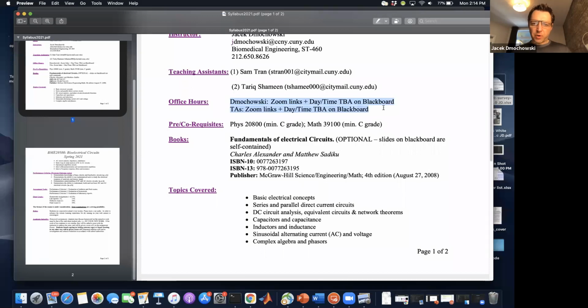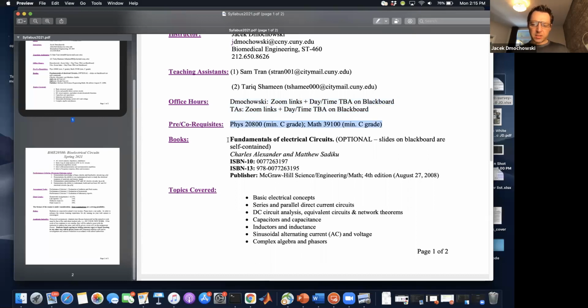We will have office hours, both myself and the 2 TAs, on Zoom, obviously, but the day and time has not been announced yet. I've asked the TAs to post their office hours on Blackboard. I will also post mine. I'm trying to wait to see how, in the past, there's been overlap between my office hours and the other courses that you are taking, and so I want to make sure that I find a time that is going to work for everyone. But you will have access to myself and the TAs.